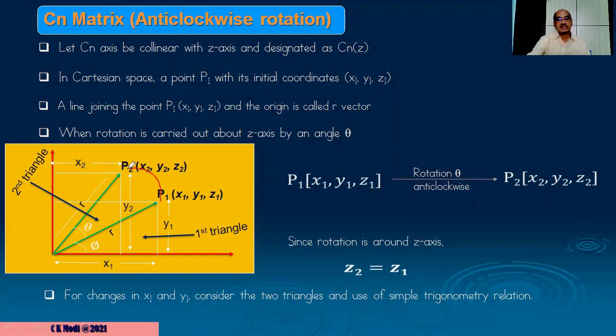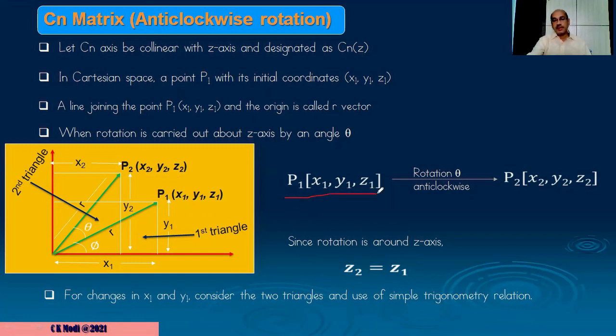Rotation is carried out on the Z axis, and we get the new point P2 with its final coordinates x2, y2, and z2. How much rotation did we do? We have performed rotation on the Z axis by theta degrees. So this is theta degree rotation, with final coordinates x2, y2, and z2.